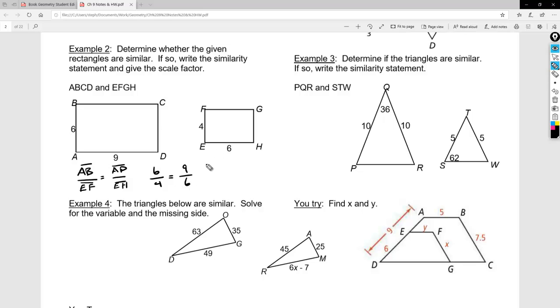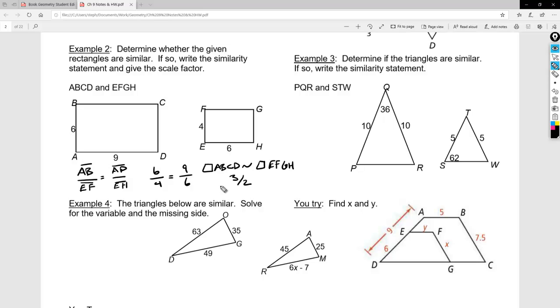The way that I would talk about that is that quadrilateral ABCD is similar to quadrilateral EFGH. And in this case, the scale factor is going to be 3/2. The scale factor is 3/2. So if we just simplify right here, we end up getting our scale factor.